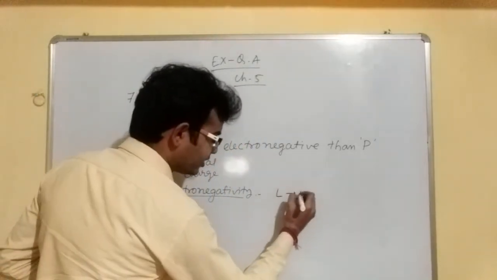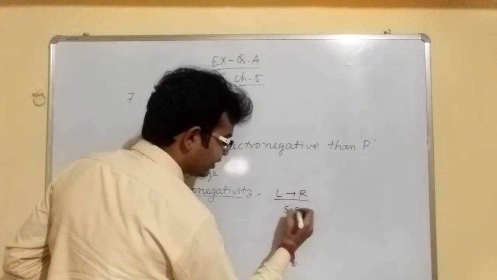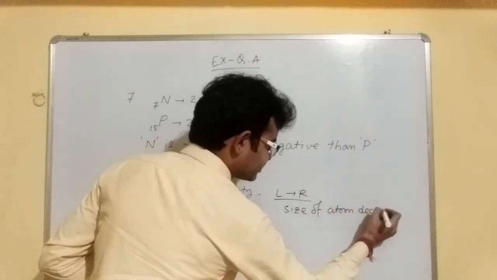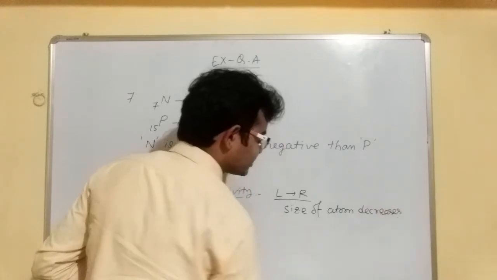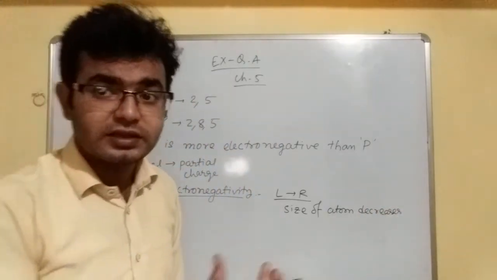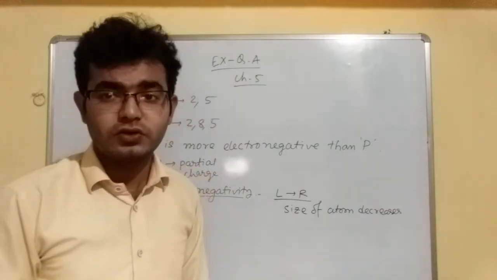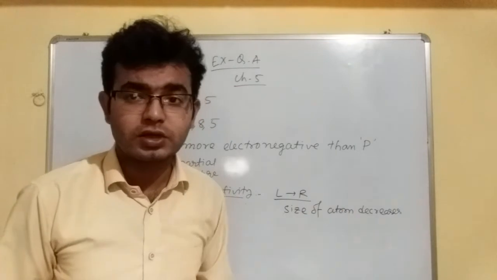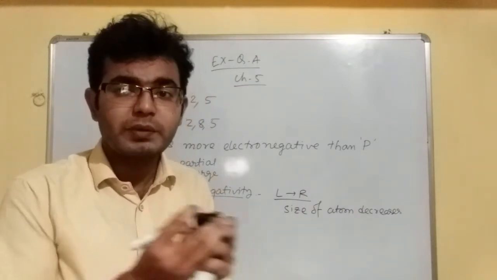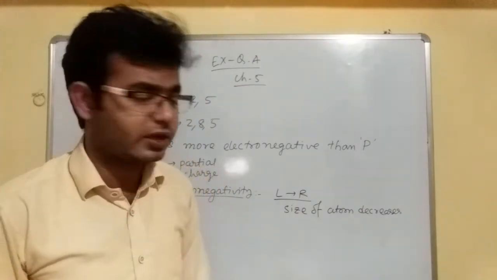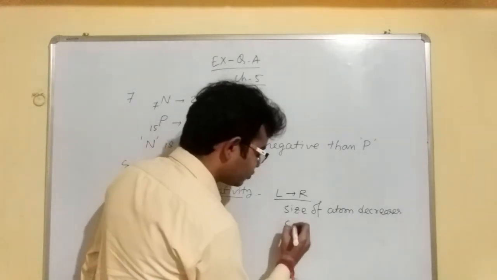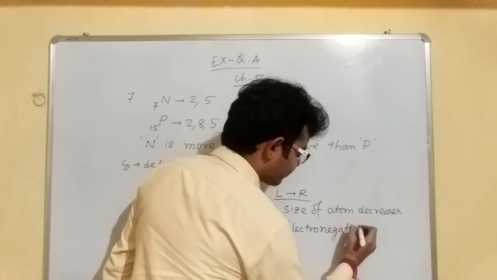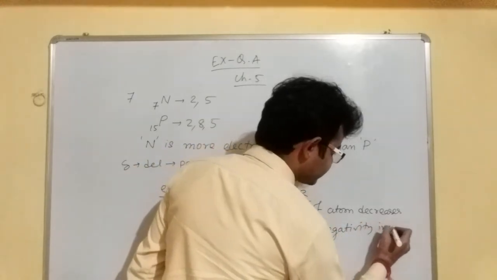If we move left to right in the periodic table, then the size of the atom decreases. Okay, the size of the atom decreases and hence the tendency to pull the electron pair towards itself increases. As a result, electronegativity increases.